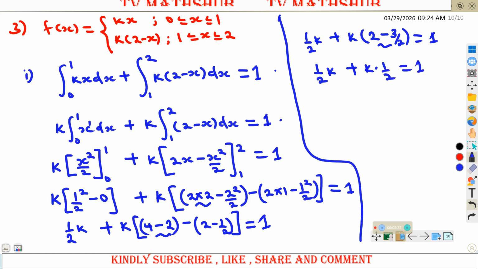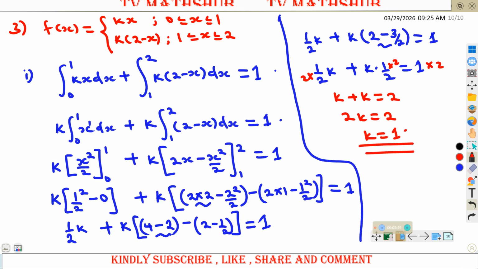We shall multiply through by 2. So by 2 here, by 2 there. So this will give us k plus k, which is equal to 2. So 2k will be equal to 2, and k will be equal to 1. So that will be the value of k. Therefore, the value of k is 1.